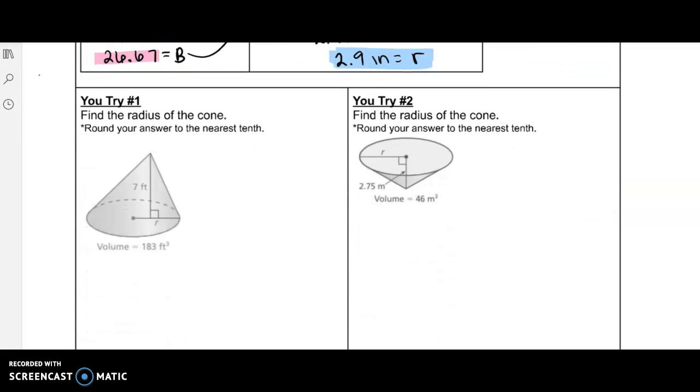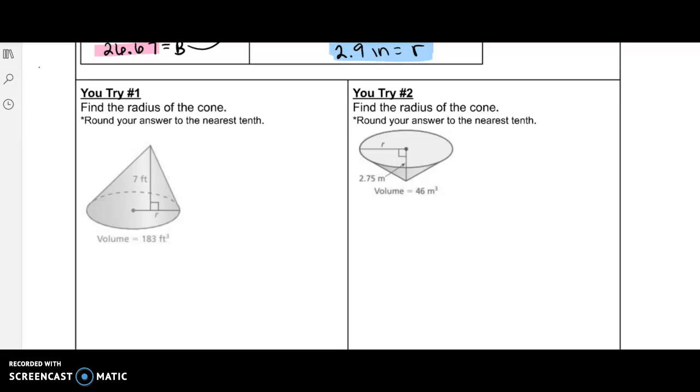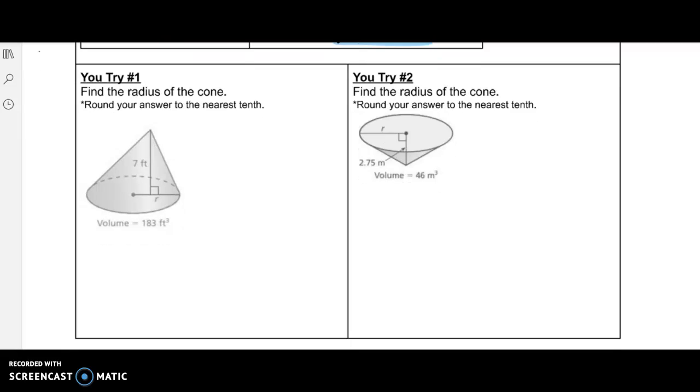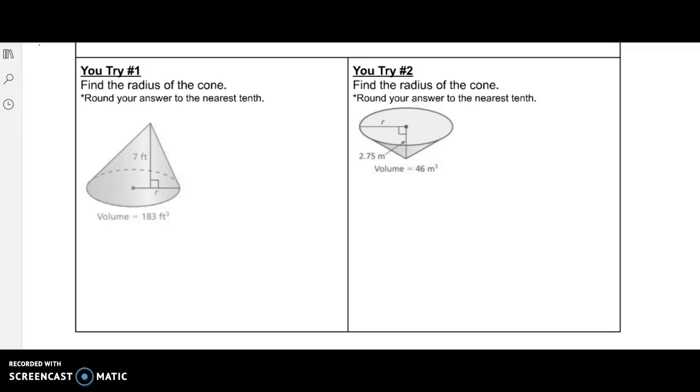So similar to what we've been doing, you're going to pause it, do the tries on your own, and then you will check your answers with mine by hitting play once you're done. So let's first try it. This cone is slanted, but it's okay because our radius still goes from the center to the edge of the circle, which is our base, and our height still goes from our vertex down. So it's okay that it's a slanted cone.